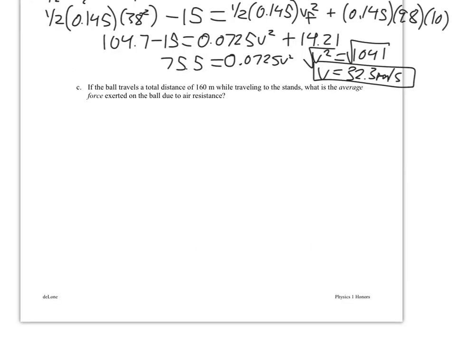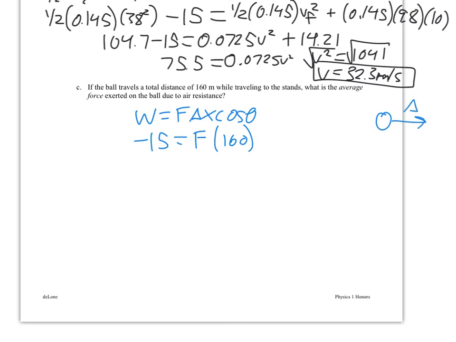All right, for the final part, we want to find the average force exerted on the ball due to air resistance. So we know the amount of work done by that force is negative 15 joules. We also know that our distance is 160. And if we think about the ball flying through the air, as it's moving to the right, that force of air resistance is going to be going to the left, that of course is an angle of 180 degrees.